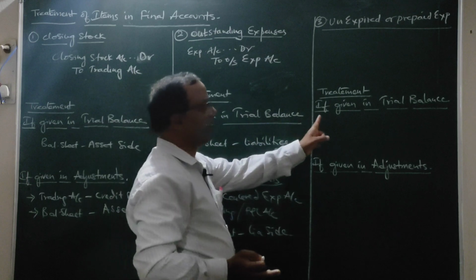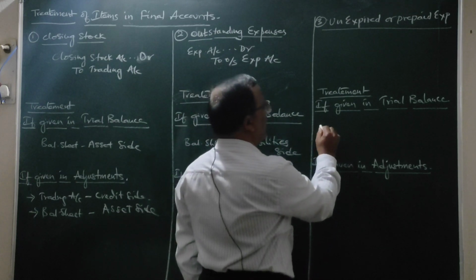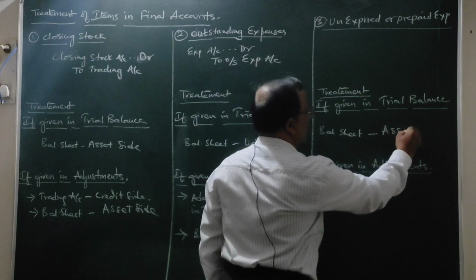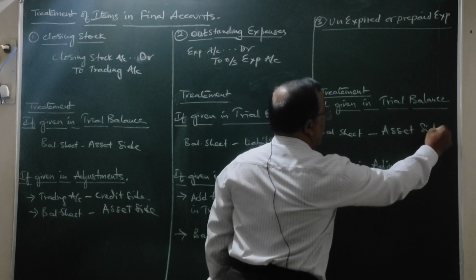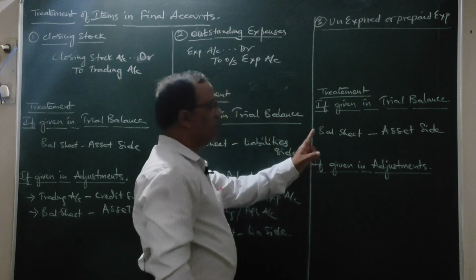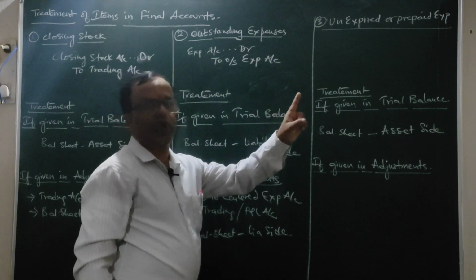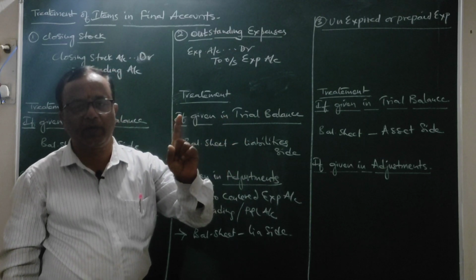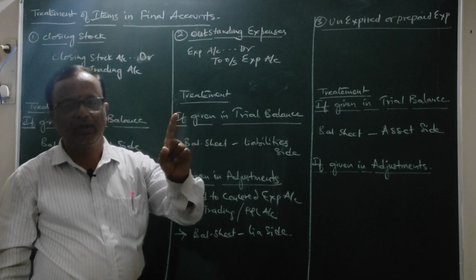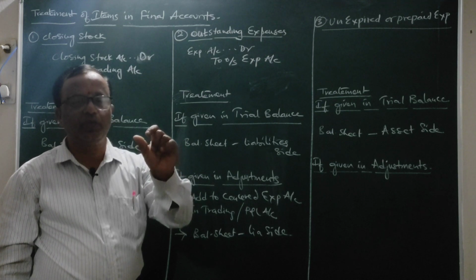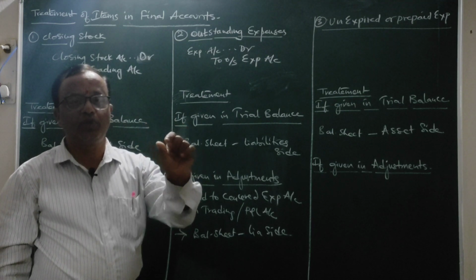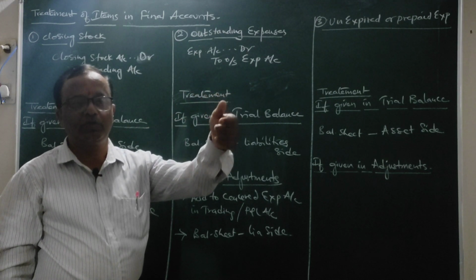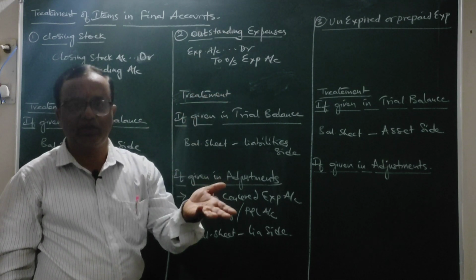So if it is given in the trial balance, the only effect is that you are going to write it in the balance sheet, posting it on the asset side because it is your asset. If he has given a prepaid expense, just like prepaid insurance, in other words insurance expenditure paid in advance, that means the insurance premium you have paid in advance, for the next year. Next year's premium you have paid now only. It is a prepaid insurance.